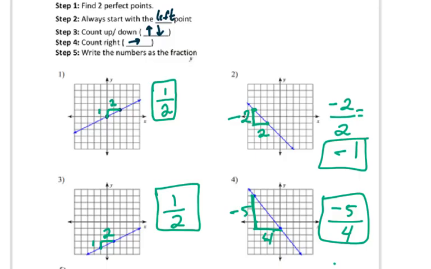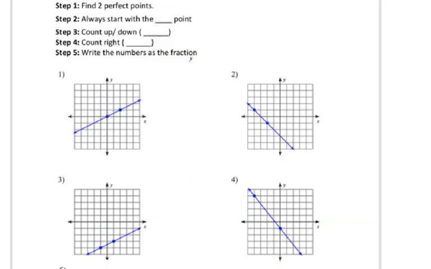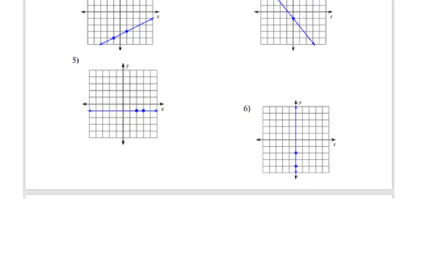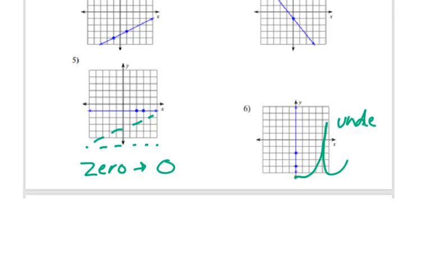So go ahead and try the exact same things for numbers 5 and number 6. So easy. 5 and 6 are even easier. 5 looks like the top of a Z. So 5 is going to be 0, or you can write that as the number 0. It's a 0 slope. Number 6 looks like the side of a U. So that's called undefined. It has an undefined slope. We'll explain why in just a minute. The answer is undefined. Very, very easy.